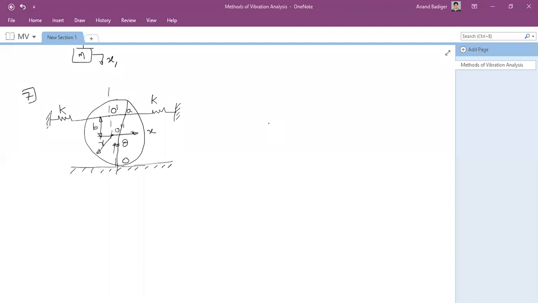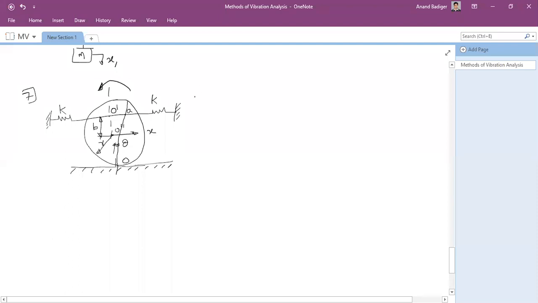Okay, for the kinetic energy, you are going to get kinetic energy for this particular mass as two things. One is translation, another is rotational, because this is going to rotate in this direction as well as translate in the x direction. So when you are writing the kinetic energy for this particular mass, you need to consider rotational and translation both. That is the first thing you need to observe.